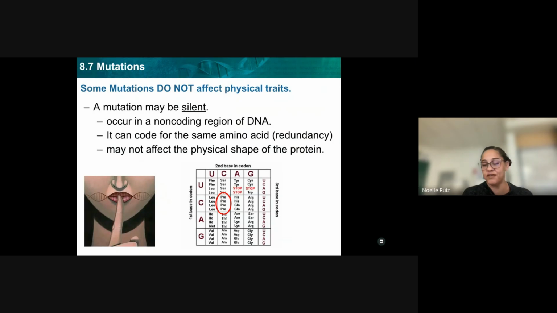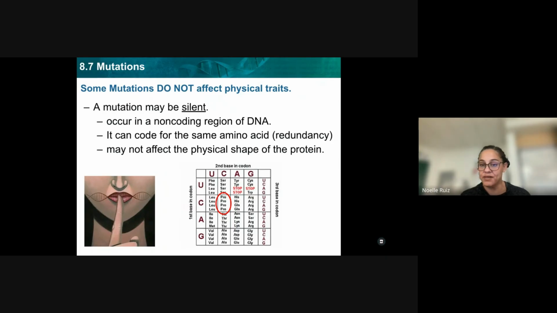Some mutations do not affect physical traits. A lot of mutations are what we call silent. It can occur in a non-coding region of DNA. Like I said, we have 3 billion base pairs. Not every single base pair is translated into a protein. Some of our DNA is called non-coding regions, and nothing happens to them. So if there's a mutation in a non-coding region, then it really doesn't matter because it doesn't affect us.